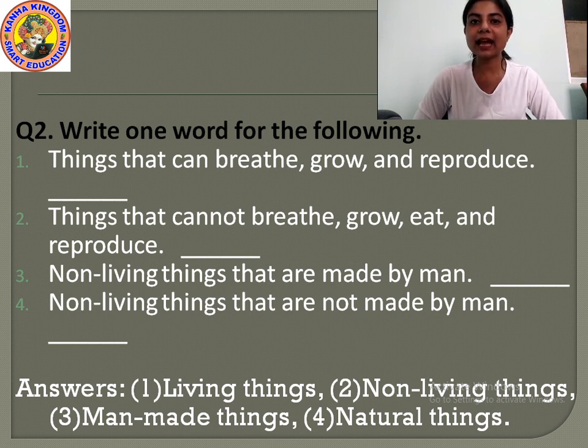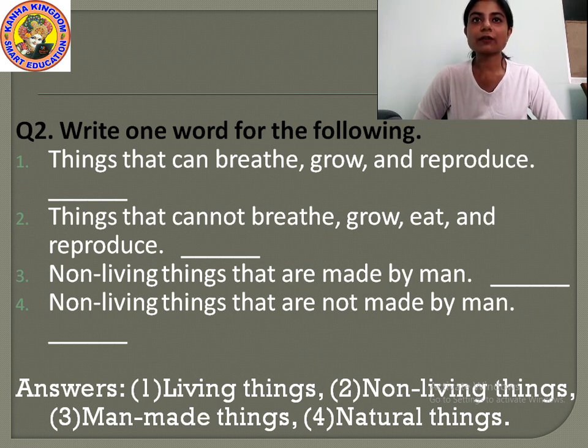Okay. Number 4, non-living things that are not made by men. The answer is natural things. N-A-T-U-R-A-L-T-H-I-N-G-S, natural things.